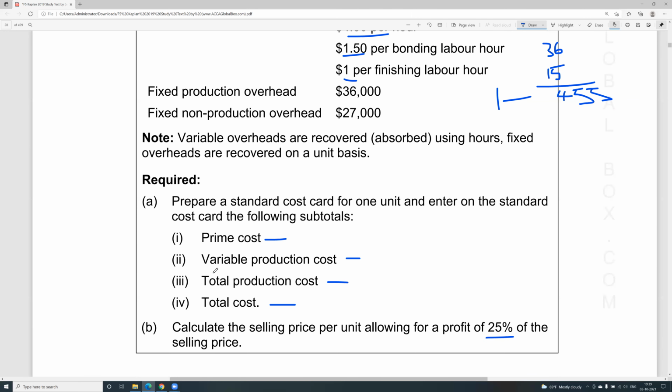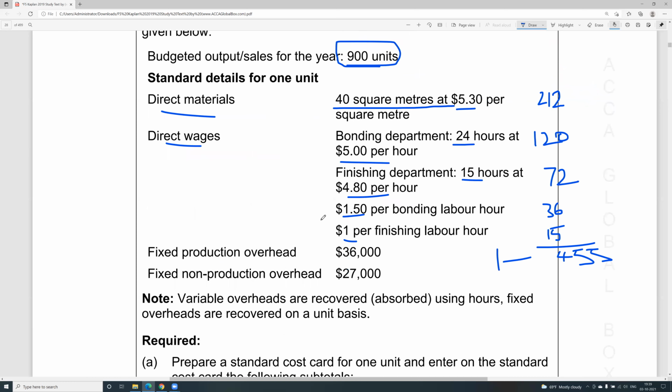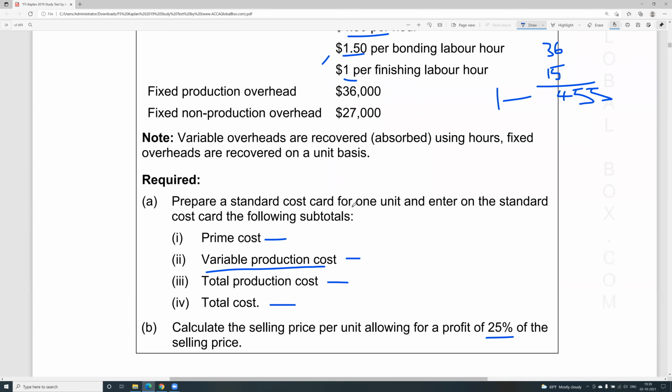Now what's to be calculated is nothing but variable production cost. The variable production cost is nothing but the material, wages, and direct expenditure. These all are your variable production cost. So it's almost the same answer. What's the total production cost? For total production cost, we'll add 36,000 because this is the fixed production overhead.